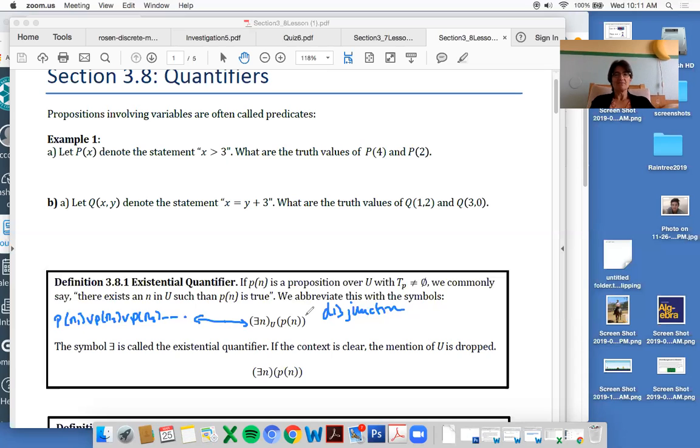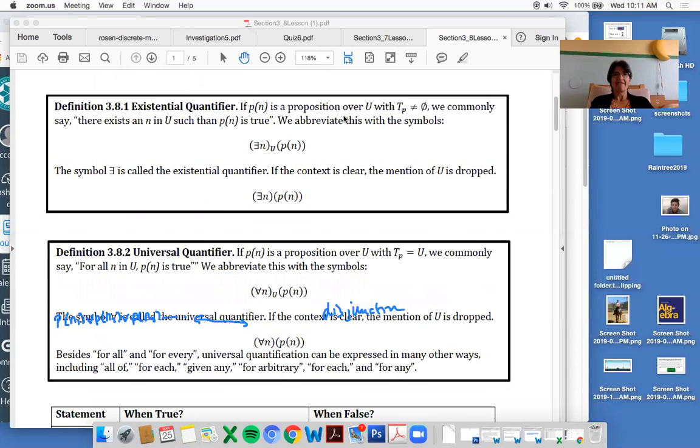All right, now for the universal quantifier, that's this upside down A. All right, so this is P(n), a proposition over the universe where the truth set of P is the whole universe. So basically we're talking about tautologies. Then you say that for all n, P(n) is true, okay? So basically this is a generalized conjunction.